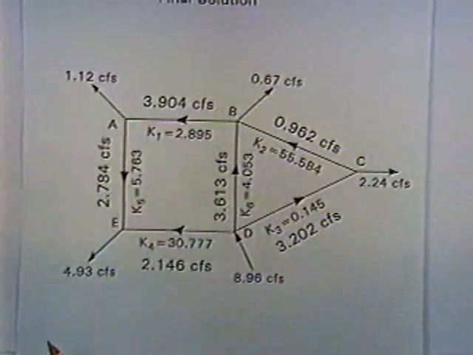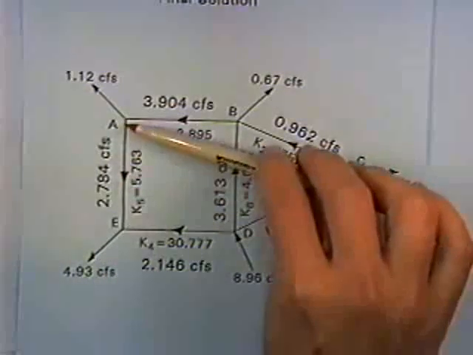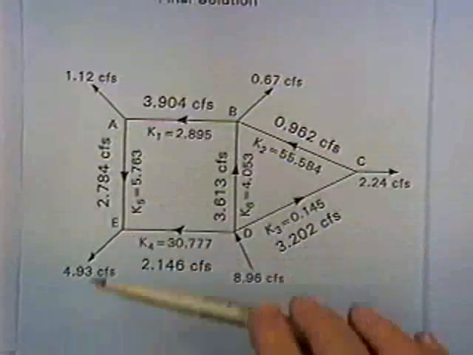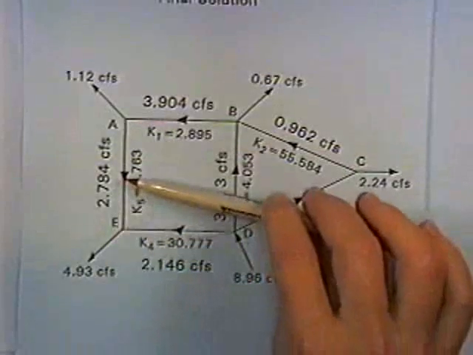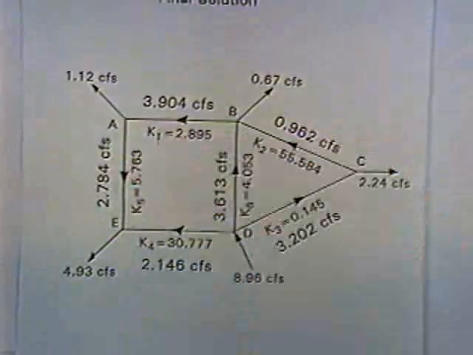The head at A will be the head at E. It's not going to be a head loss because head loss is in direction of flow, so it's going to be the head at E plus the gain in head, a negative head loss, in pipe 5.